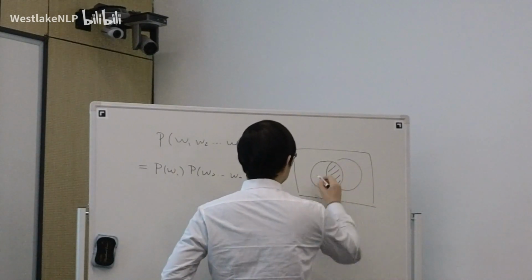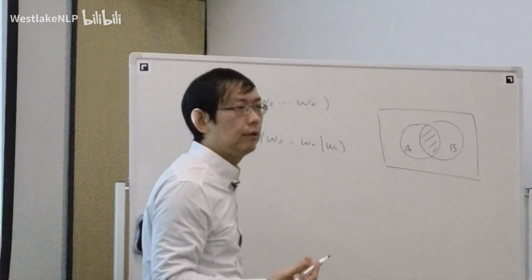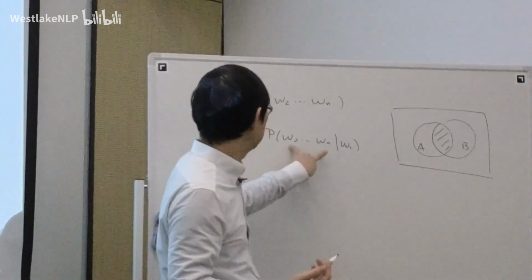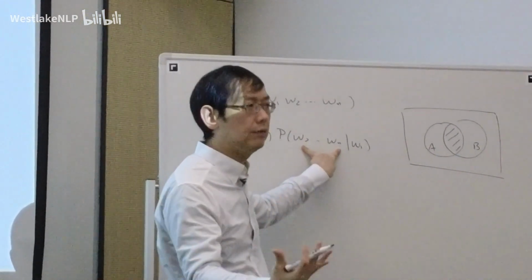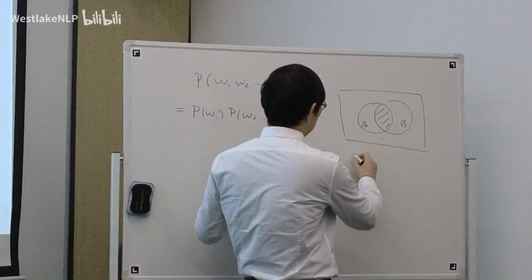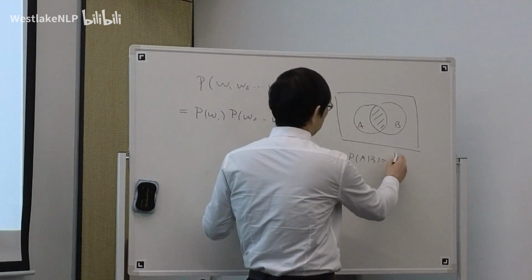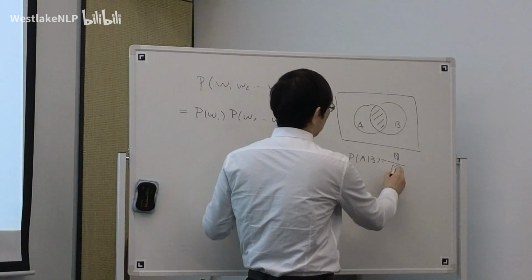This is A, this is B, right? So two events. This is one event, W1, and this is another event, a joint event of the rest of the sentence, A and B. So you know that P(A given B) is equal to this thing divided by P(B), right?